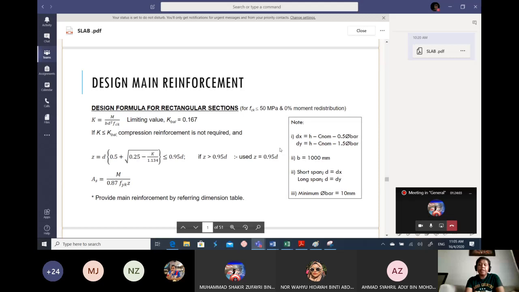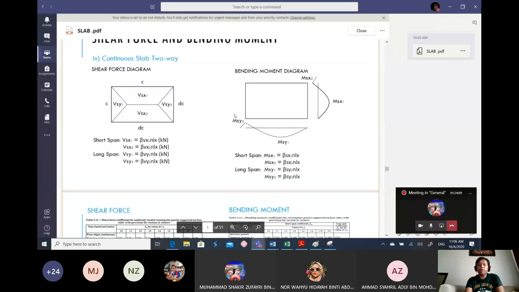Maksud dia, so for example here, I have 1, 2, 3, 4 moment dekat here. Dekat two-way slab here. So, means that I will have to design 4 reinforcement. So, contohnya, if the value for MSX2 here is 0, maksudnya dekat sini adalah discontinuous. Bila discontinuous, dia tidak ada moment. Moment equal to 0 dekat sini, saya akan ada MSX1 sahaja. So, I will have MSX1, MSY1 dengan MSY2. So, I will have 3 moment only. So, means that I have to design 3 reinforcement.